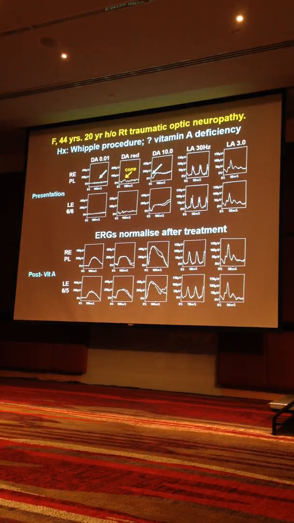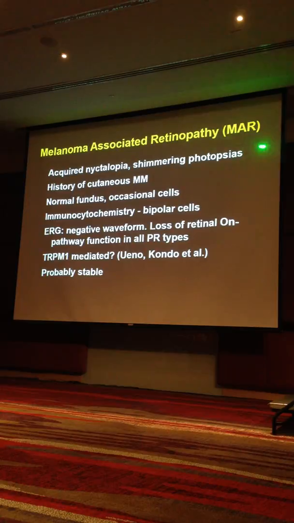You will see the same phenomenon in patients with Crohn's disease who've had bowel resections and patients with bariatric surgery. And the general surgeons sometimes forget that it might take a year or so before the vitamin A levels get depleted. Now, this is a patient who's got melanoma-associated retinopathy.